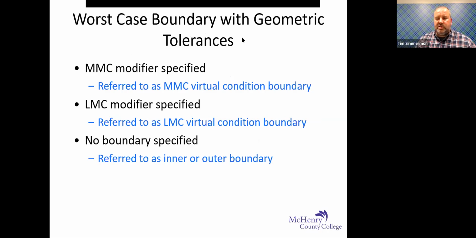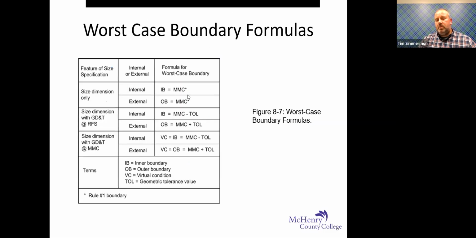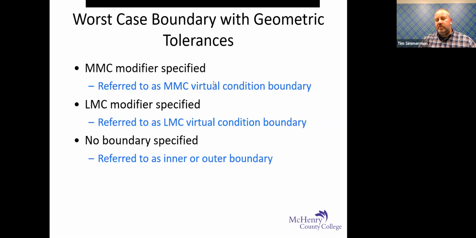Worst case boundary with geometric tolerances. There is a modifier called a maximum material condition modifier and a least material condition modifier. We'll see those as we get onto some of the GD&T later on, but that's where some of the important information comes from, of why we have to understand what a maximum material condition is. We actually get bonus applied to some of our tolerances depending on whether or not these things are used.